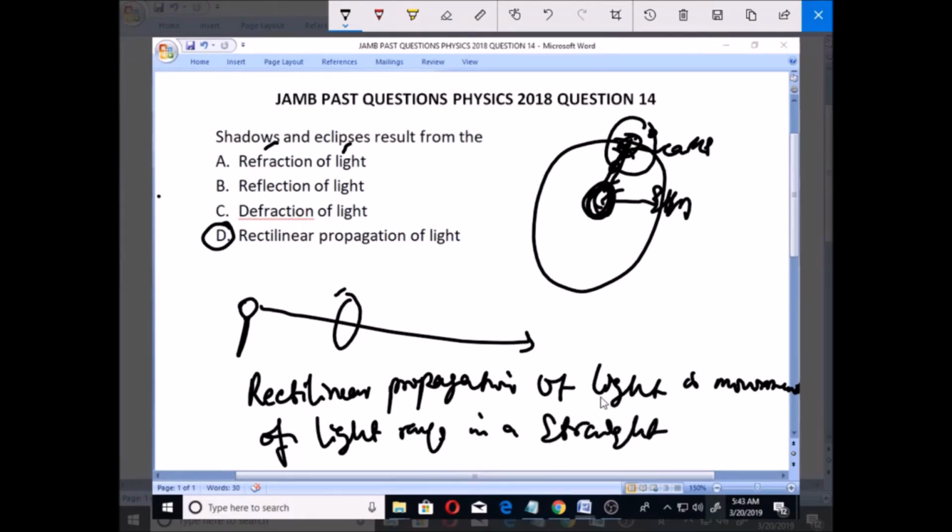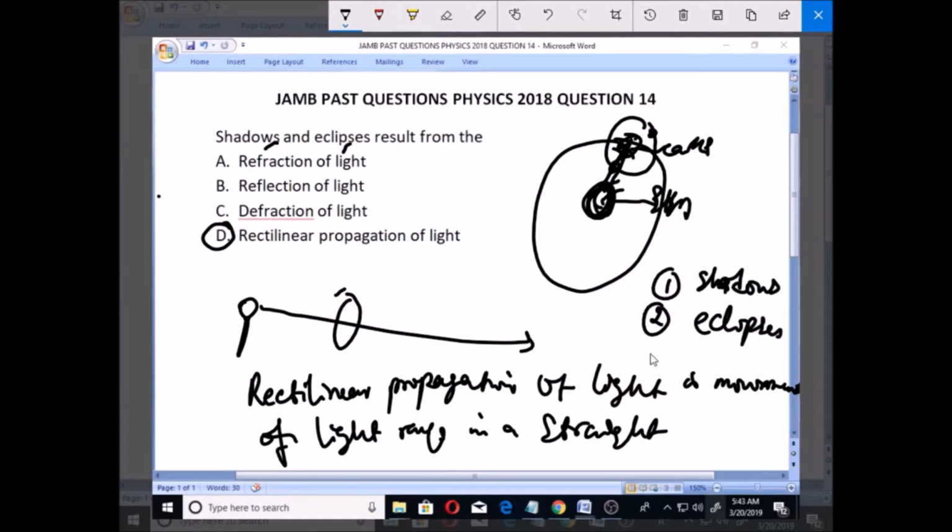And this rectilinear propagation of light causes so many things, not just the shadows and the eclipse. It is the cause of, number one, shadows. Shadows are caused by rectilinear movement of light in a straight line. Number two, eclipses.